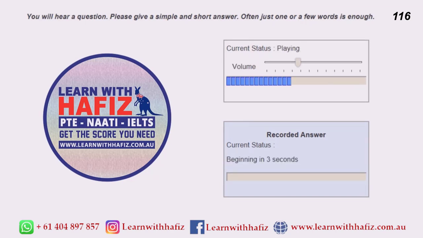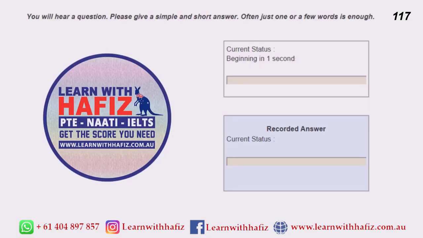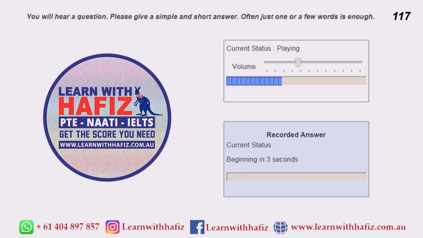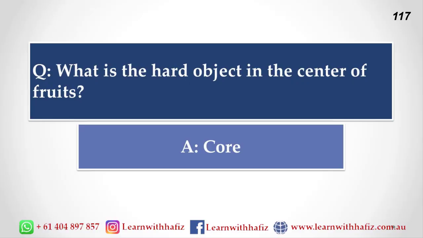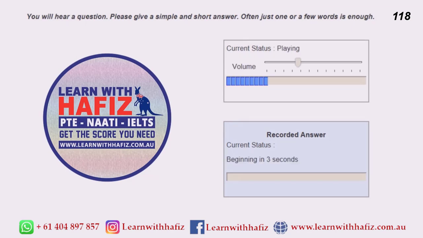What is the material in the recipe? Correct answer is. What is the hard object in the center of fruits? Correct answer is. Where does camels normally appear?